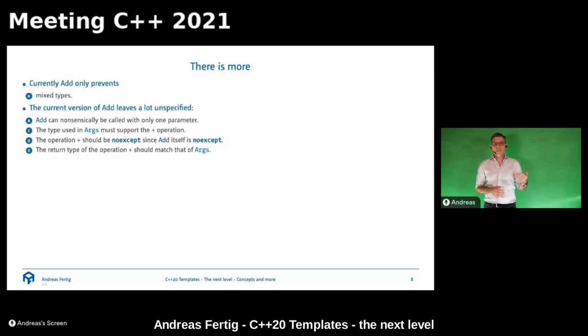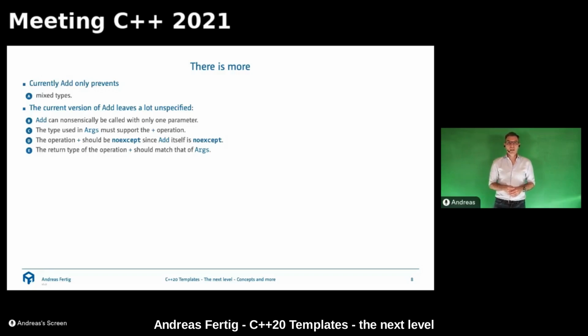And then we have D, the operation plus should be noexcept. Add itself is noexcept. I'm not sure if you spotted that one. So let's ensure that the plus operation is noexcept as well. I don't want to build a try-catch block around this thing.